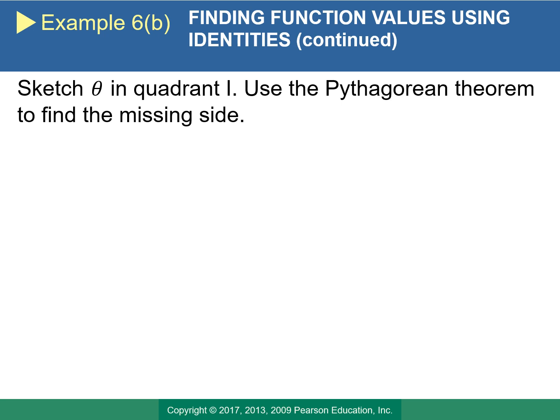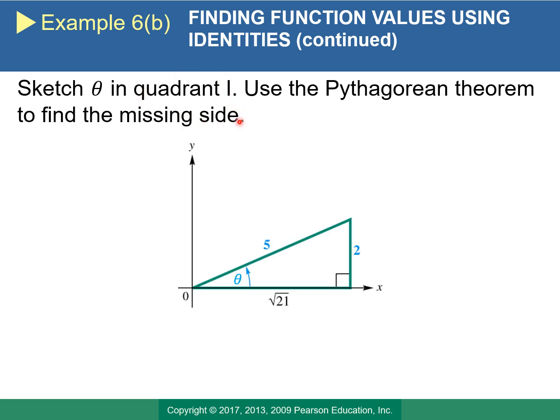Now we're going to sketch our angle and corresponding triangle in quadrant 1 because it was a positive arcsine value, and arcsine is positive in quadrant 1. Okay, so using the Pythagorean theorem and the fact that arcsine was 2/5, this is our triangle associated with our angle theta.